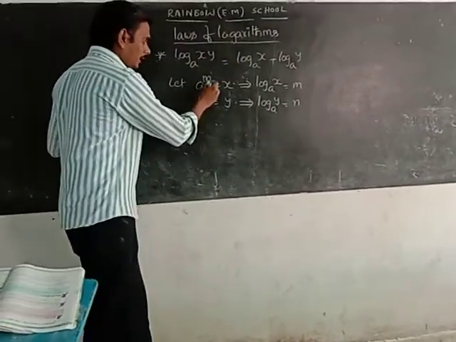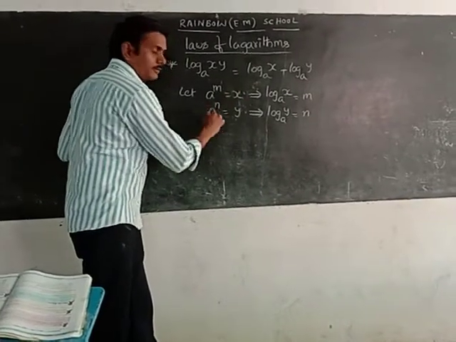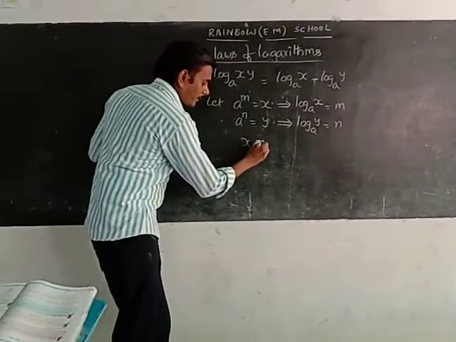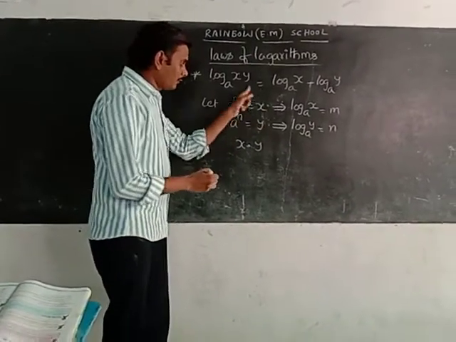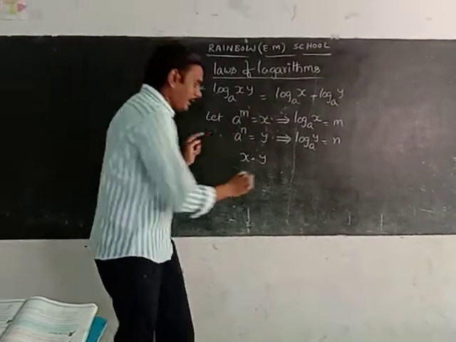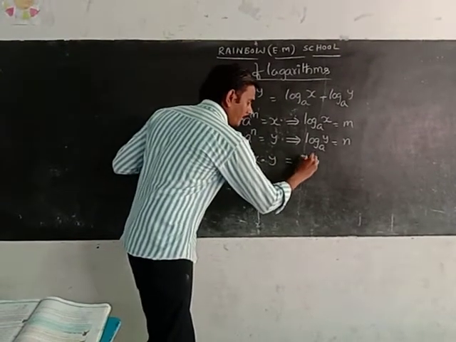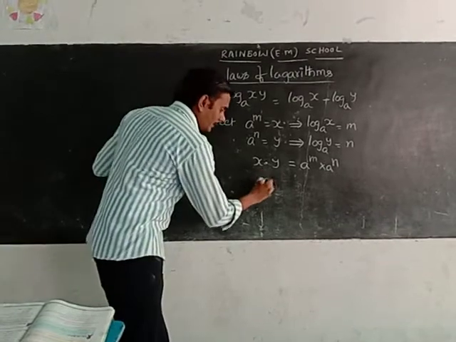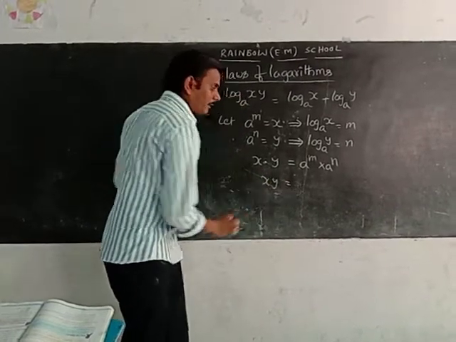Now we can multiply these two, taking only these two parts. x into y equals a power m into a power n. That is, xy equals a power m into a power n.